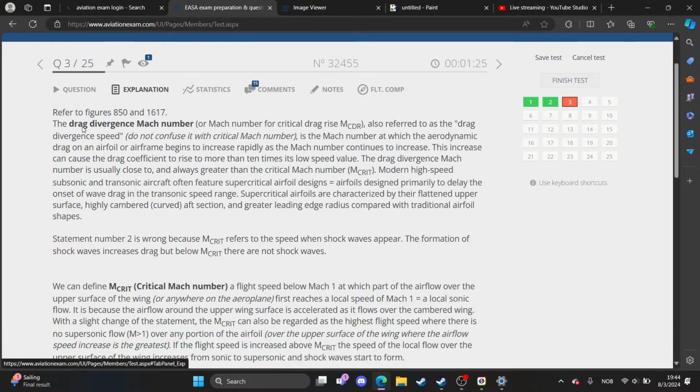Oh, I got it opposite. Why? The drag divergence Mach number, also referred to as the drag divergence speed, is the Mach number at which the aerodynamic drag of an airfoil or airframe begins to increase rapidly as the Mach number continues to increase. The increase can cause the drag coefficient to rise more than 10 times its low speed value.